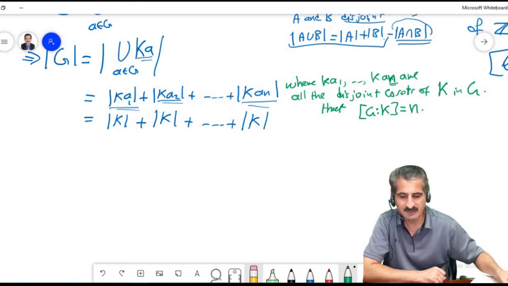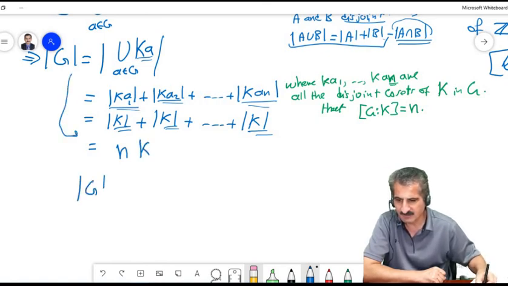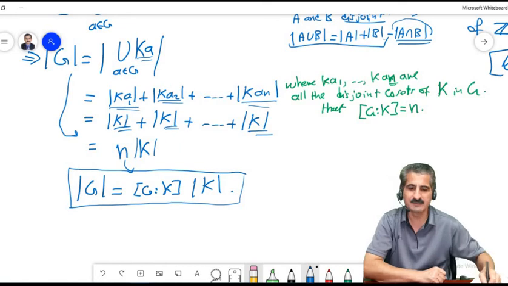Okay, and now going back here, how many terms do we have? The same as the number of the cosets. So we have n times the order of K. And what is this? The order of G. And what is n? So the order of G is n times the order of K, where n is the index, and in here I must have the order, and then we are done. And this is Lagrange theorem. Okay.